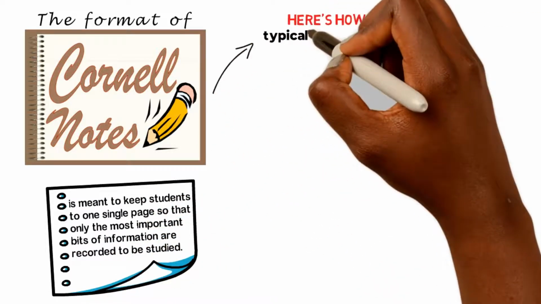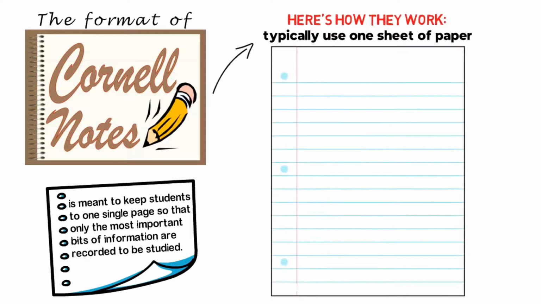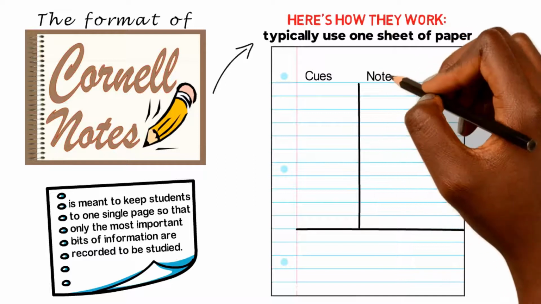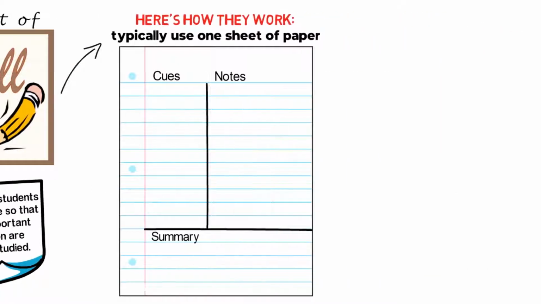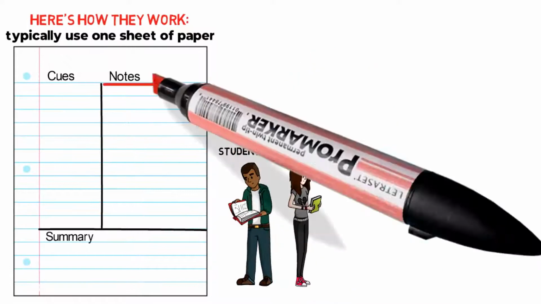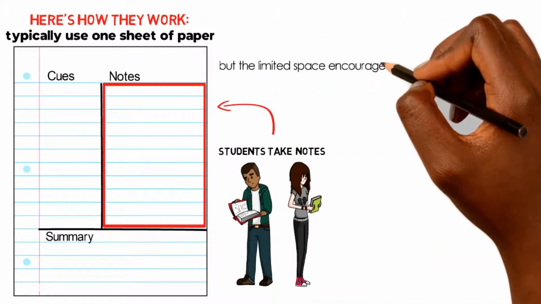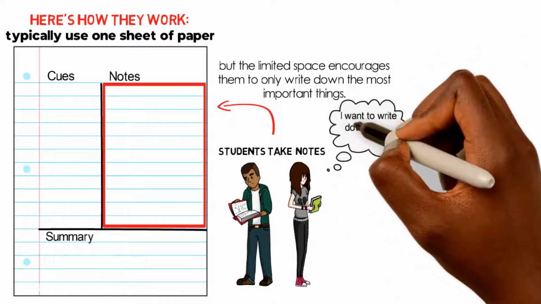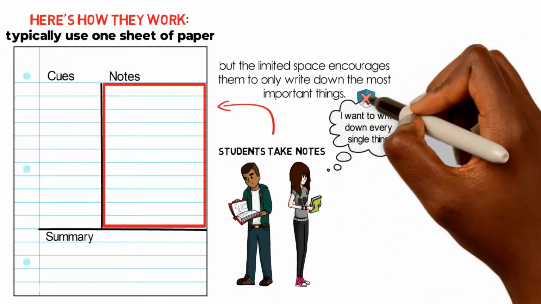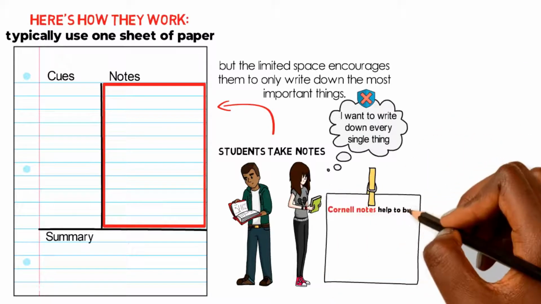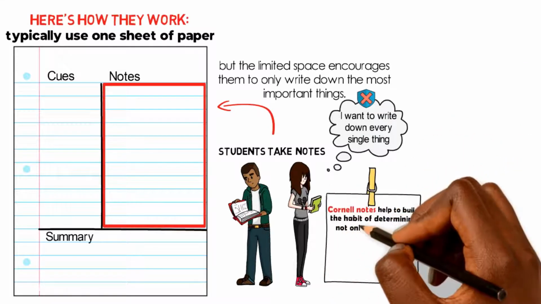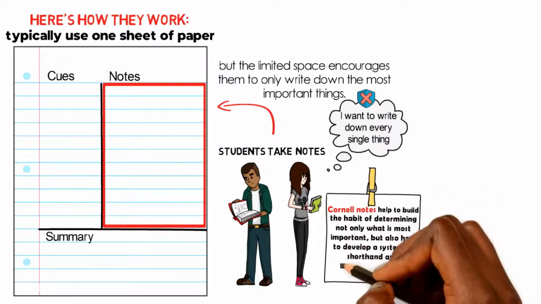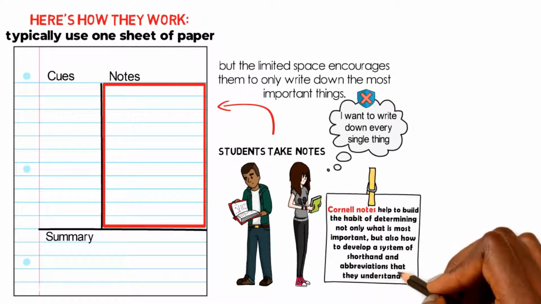Here's how they work. Cornell Notes typically use one sheet of paper that is divided into 3 sections. Those sections are Cues, Notes, and Summary. Students take notes in the largest section, but the limited space encourages them to only write down the most important things. Oftentimes, students want to write down every single thing that is said or that they read, but Cornell Notes help to build the habit of determining not only what is most important, but also how to develop a system of shorthand and abbreviations that they understand.